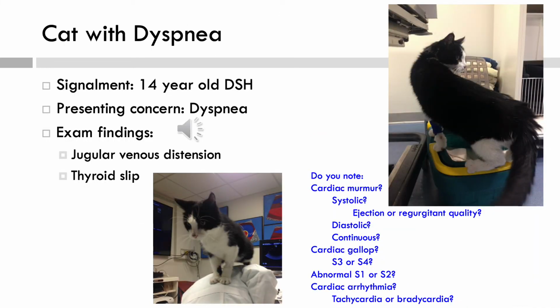The next case is a cat with dyspnea, a 14-year-old domestic short-hair cat. The presenting complaint is difficulty breathing. The cat has jugular venous distension and a thyroid slip. Let's give a listen to the recording.